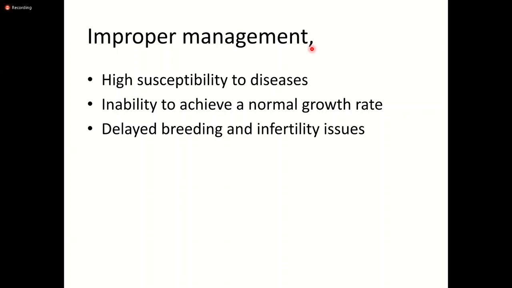But unfortunately, if we do not manage that properly, what happens? Eventually, the breeding age, the targeted age at which we are expecting the first calf, will be delayed, or it is going far away from the standard expected dates. In addition, there will be some infertility issues as well, right?